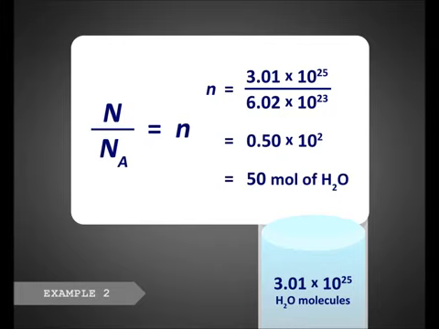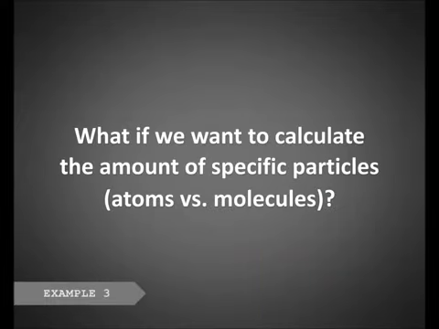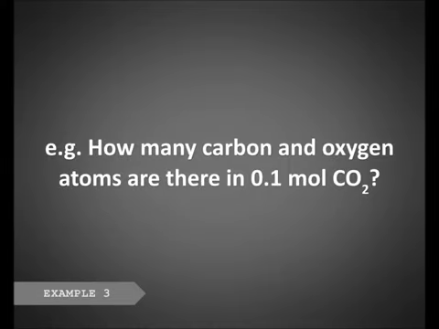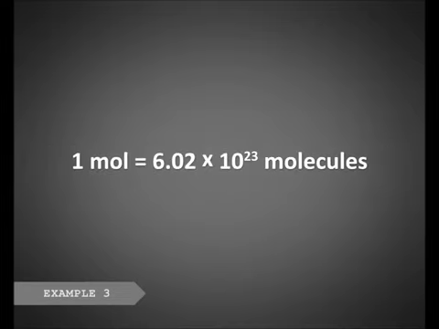This question is just like asking, if you are given 48 eggs, how many dozen eggs are there altogether? So far, we've calculated the number of discrete particles. But what if we're interested in smaller units like individual atoms or ions? For example, how many carbon and oxygen atoms are there in 1/10 of a mole of carbon dioxide?